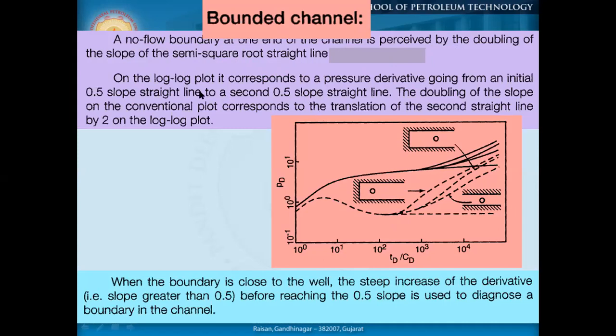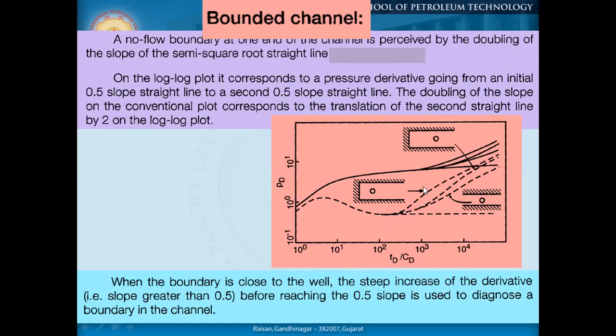Now on the log-log plot, this is the conventional plot. In the case of the log-log plot, it corresponds to a pressure derivative going from an initial 0.5 slope straight line to a second 0.5 slope straight line. That means initially you have encountered a fault sort of thing, then again you are moving out at 0.5. The doubling of the slope on the conventional plot corresponds to the transition to the second straight line by 2 on the log-log plot. So it's coming to 1.